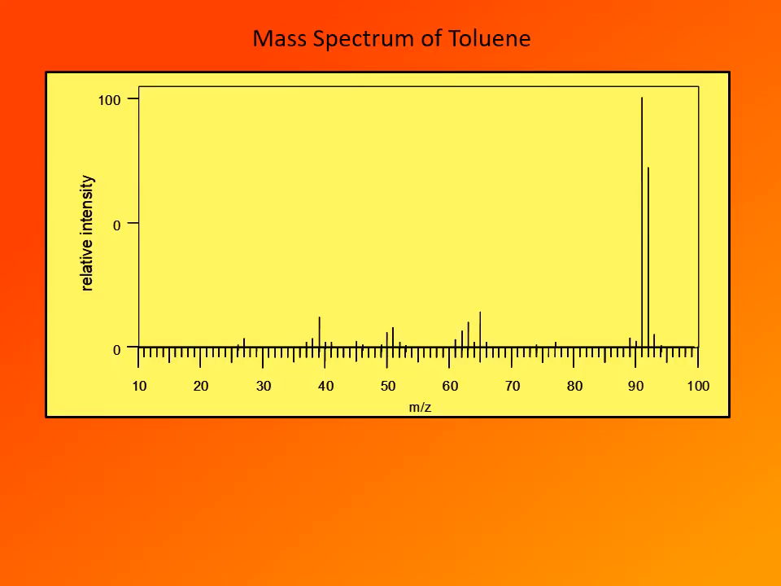Now we are going to look at a couple of examples of mass spectra. First, here is the mass spectrum of toluene. We start any analysis of a mass spectrum at the highest masses. First, we try to identify the molecular ion, M+. That one tells us the molecular mass of a compound.